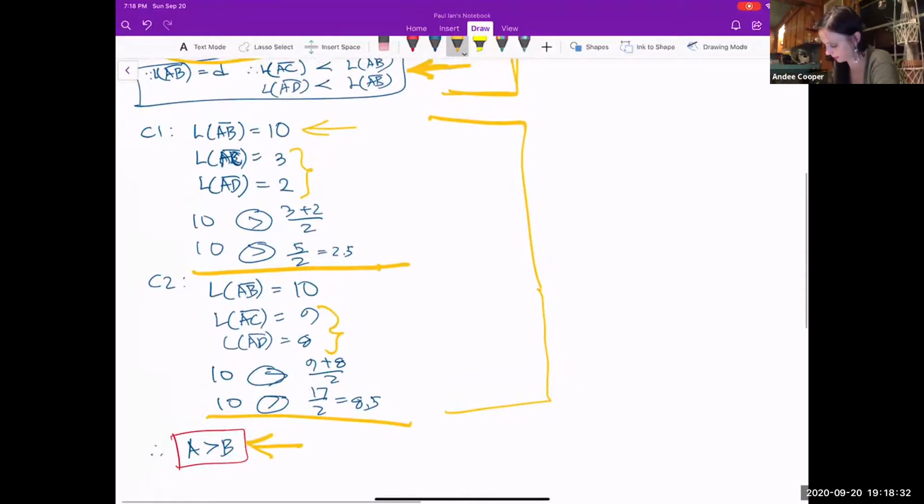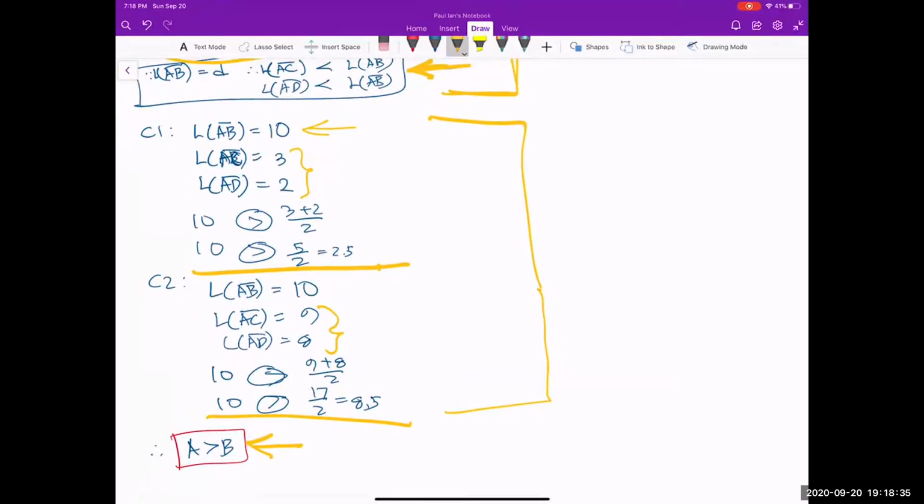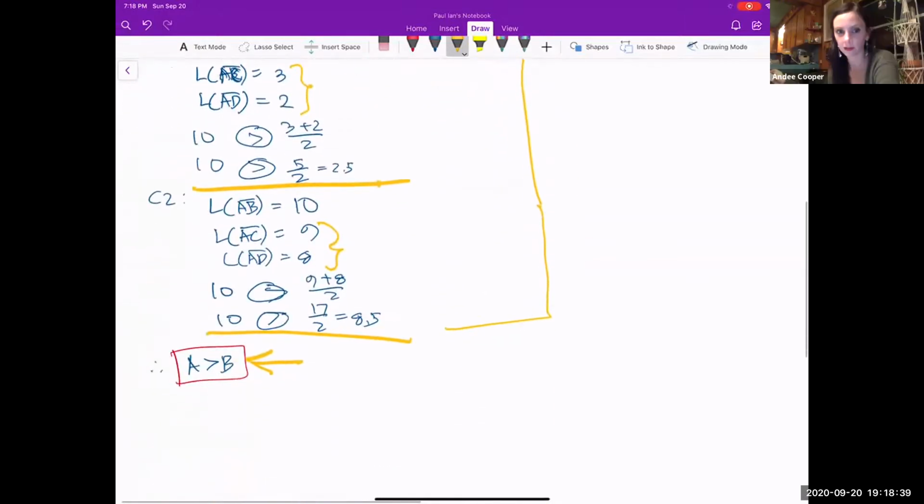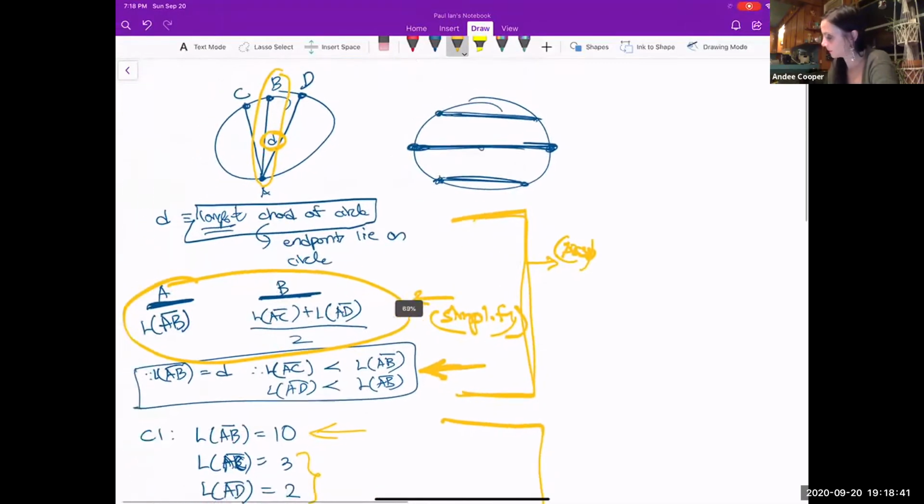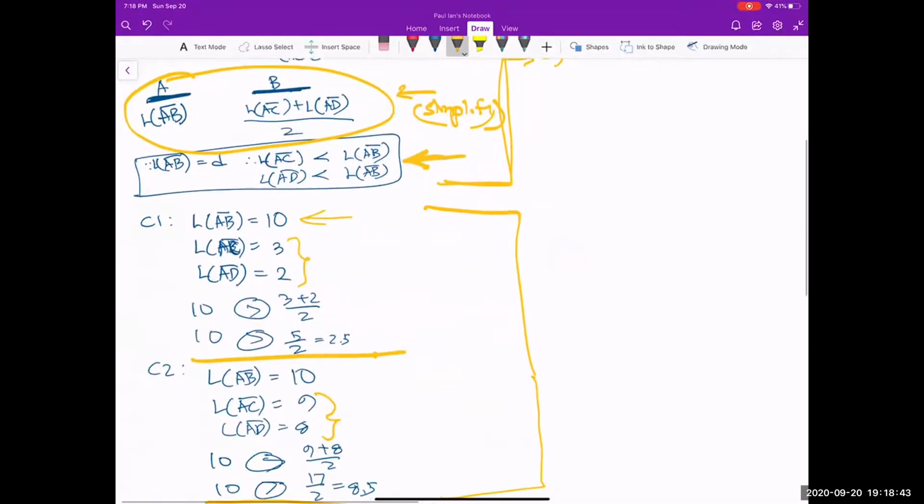Okay. That's how I would attack those ones. There's no number, but there are things you can assume. And then always apply simplify and then plug in. Okay.